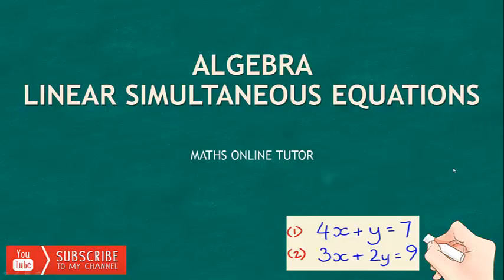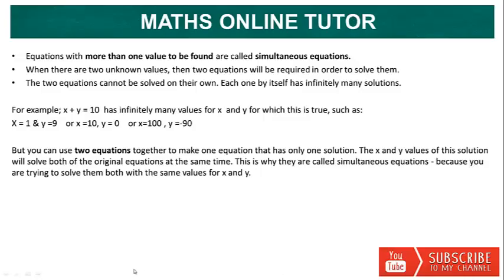Today I am going to teach you about solving linear simultaneous equations. Equations with more than one value to be found are called simultaneous equations. When there are two unknown values, then two equations will be required in order to solve them.